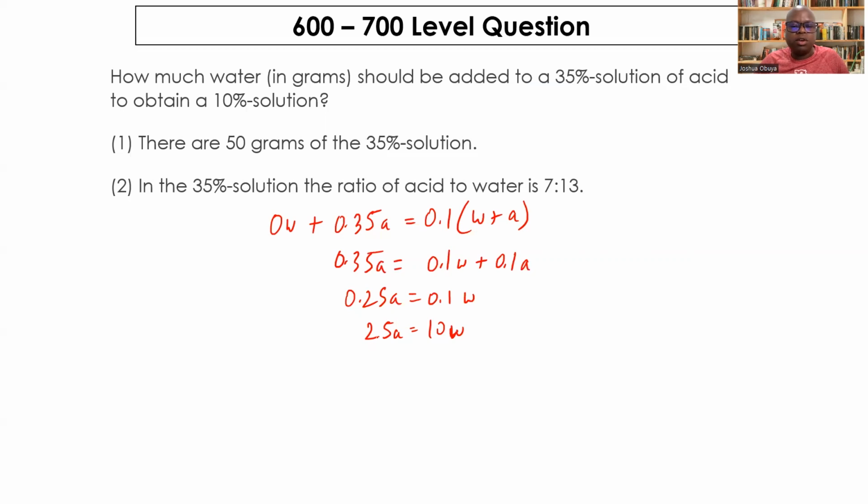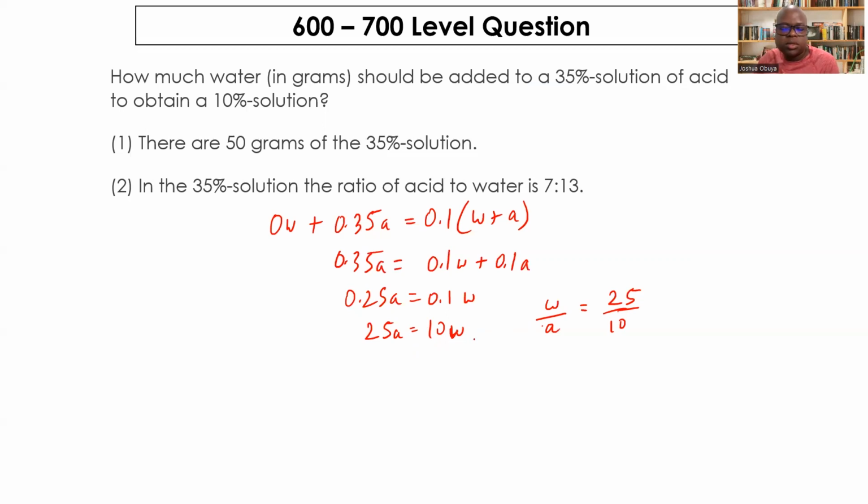So if we get the ratio of water to acid, what do we get? Water to acid, W over A. We divide both sides by 10 over A, and we'll have 25 over 10, because that is water. W divided by A is 25 over 10, yes, that will be it.